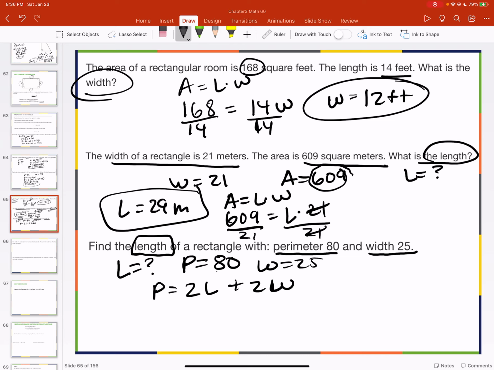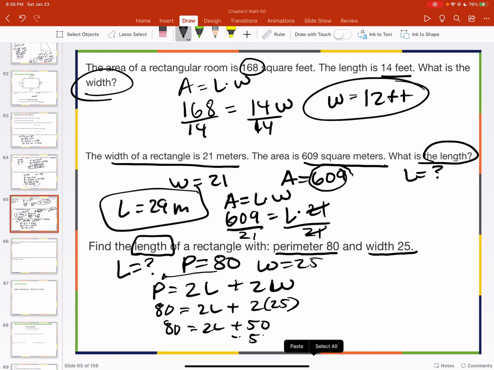So then I just plug in stuff. Okay, so 80 is equal to 2L plus 2 times 25. Okay, so what is that? 80 is equal to 2L plus 50. So we need to use subtraction from both sides. We get 30 on the left-hand side of the equation, 2L on the right-hand side.